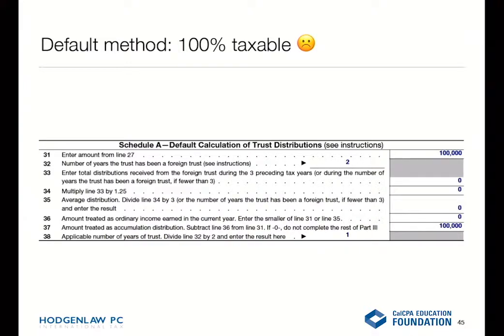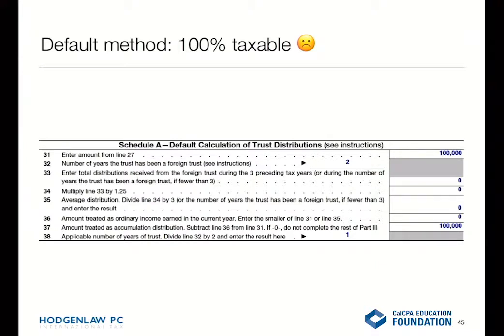So let's say that this person did not get the beneficiary statement. That means instead of filling out Schedule B with the actual method, they're going to be filling out Schedule A, the default calculation, and they have to do this arbitrary math. So on line 31, they enter the amount from line 27, which was the distribution amount, that's $100,000. Number of years it's been a foreign trust. We'll say 2, because it was a foreign trust in 2017 and 2018. Total distributions received from the foreign trust during the 3 preceding tax years.